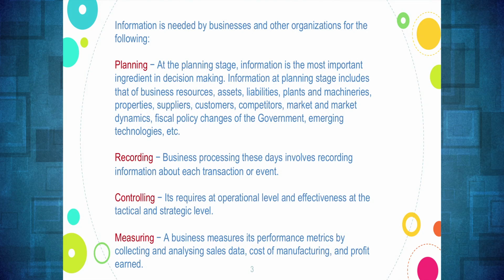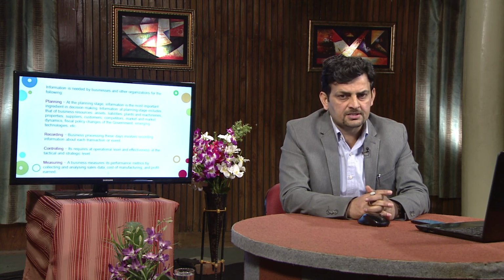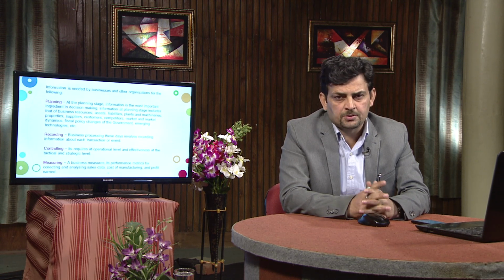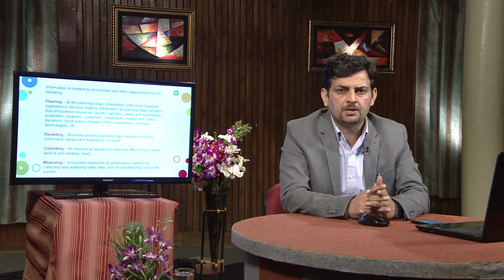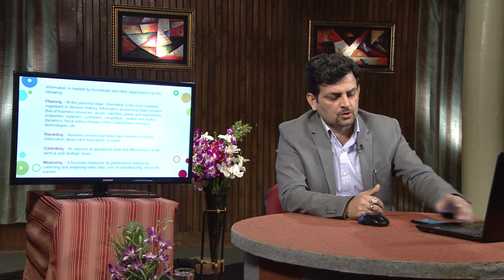And besides that, for measuring purposes, a business measures its performance metrics by collecting and analyzing sales data, cost of manufacturing and profit earned. So, we can only measure the outcome of our business in a business organization when we have information. If we do not have information, we will not be able to analyze its profit or loss in any business organization.